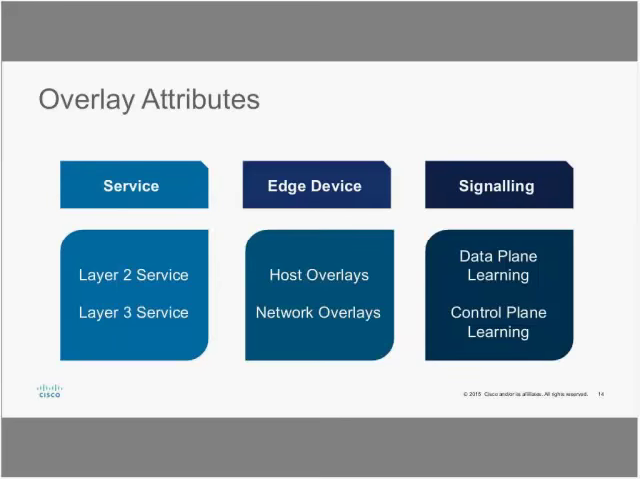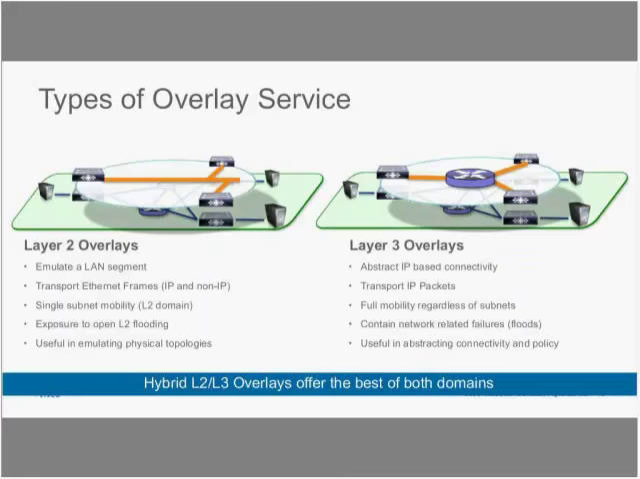There are different attributes for overlay, though they are classified as service, edge device, and signaling. What type of overlay service you need, how you're going to implement it, and what signaling is going to be used. So for layer two and layer three, it's similar to evaluating a LAN segment or basing it on different IP subnets. When you use a layer two overlay, you're just bridging on a single subnet.